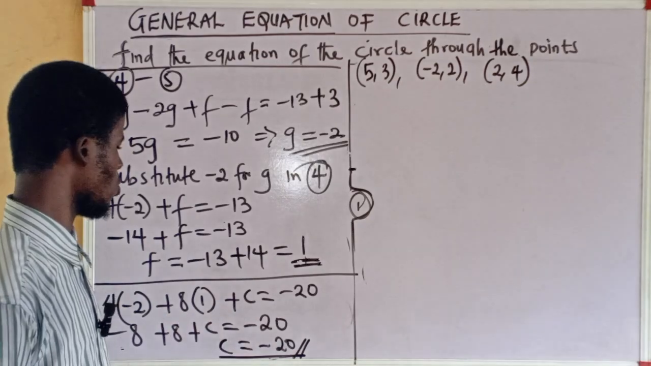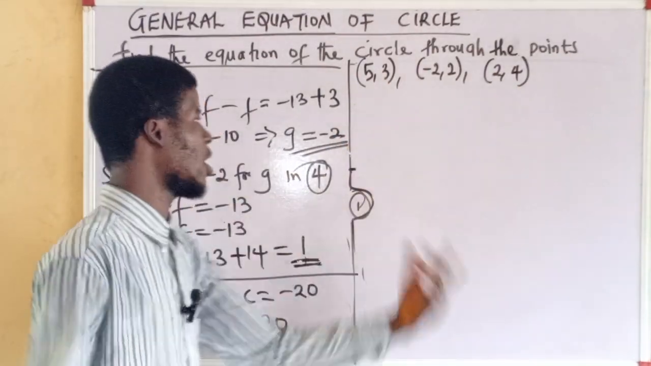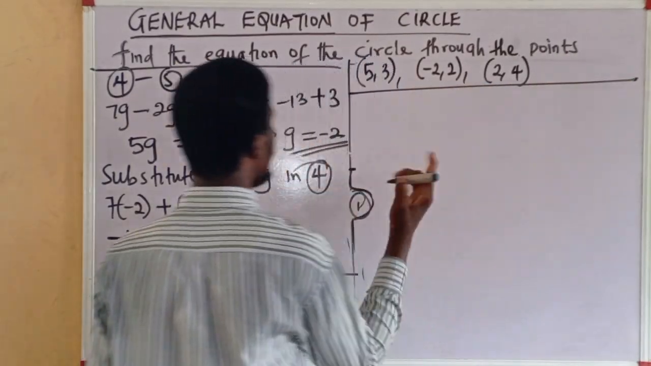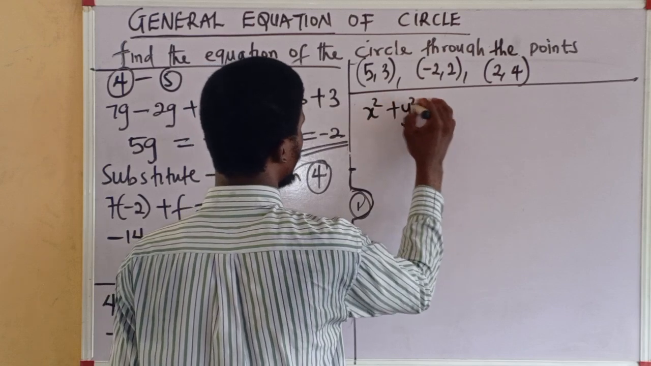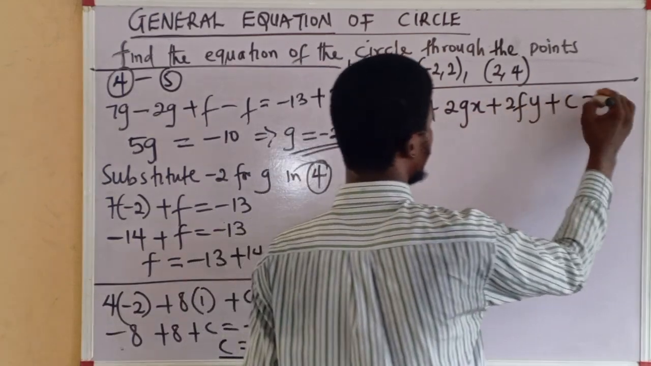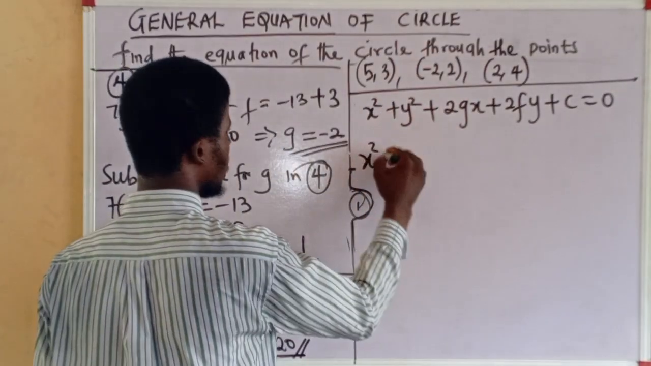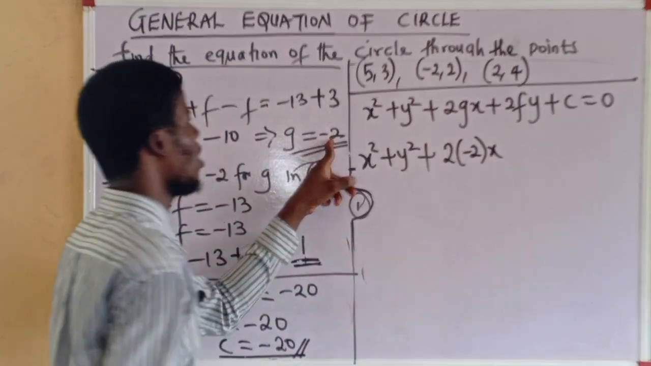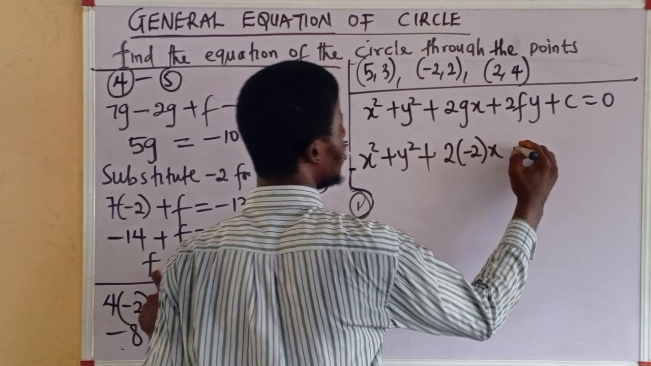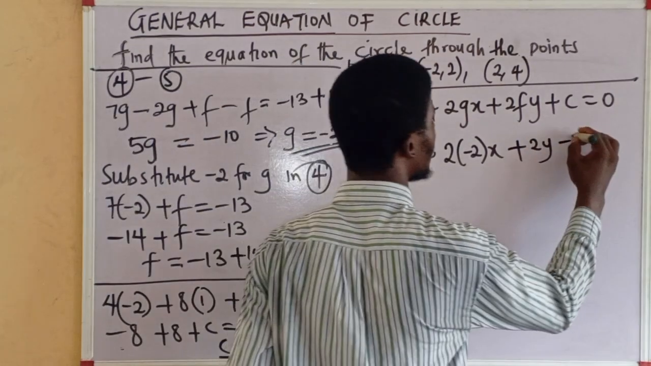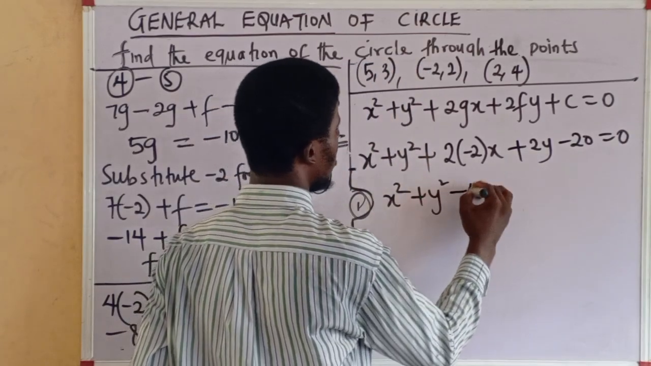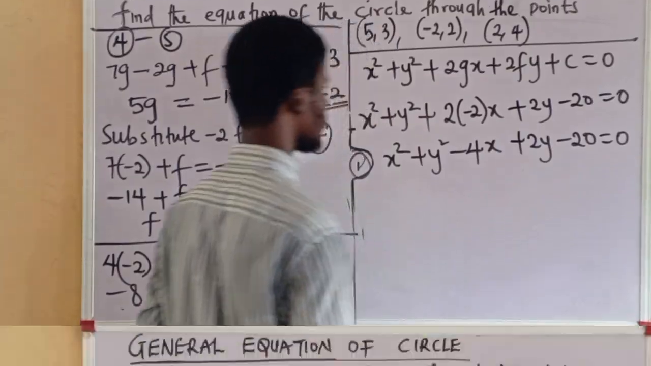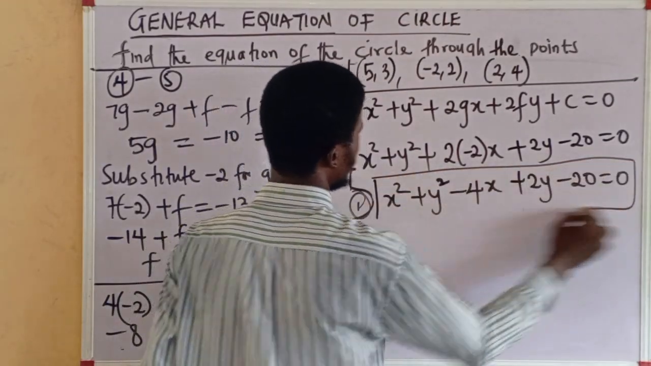So what is now the equation of the circle that passes through these 3 points, now that we have gotten g, f, and c? Remember the equation of the circle: x squared plus y squared plus 2gx plus 2fy plus c equal to 0. Let's make our substitution. g is minus 2, so we have 2 into minus 2 into x. f is 1, so this is 2 times 1 times y, which is 2y. And c is minus 20. So x squared plus y squared minus 4x plus 2y minus 20 equal to 0. This gives the equation of the circle that passes through these 3 points.